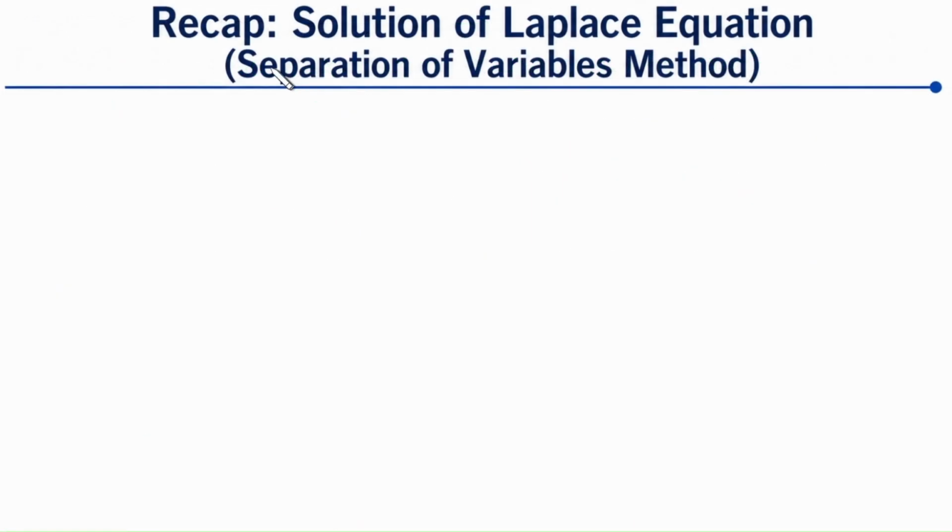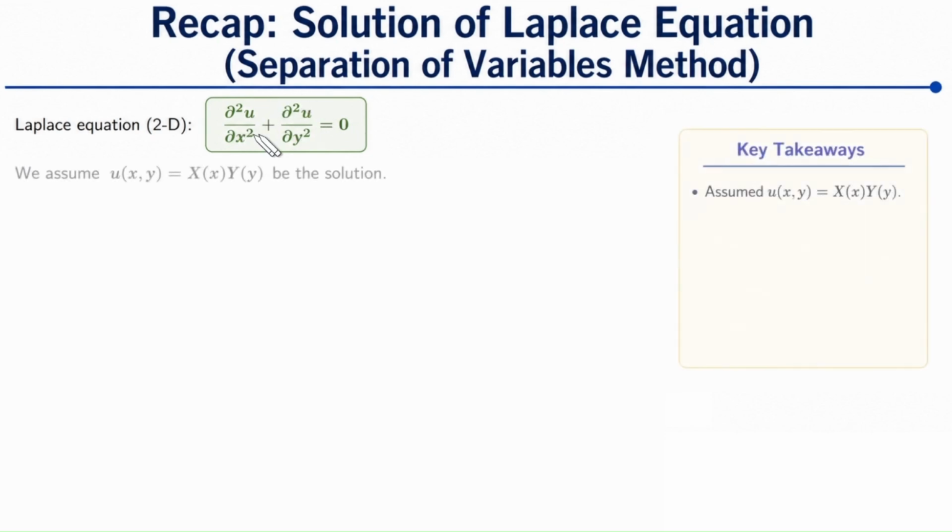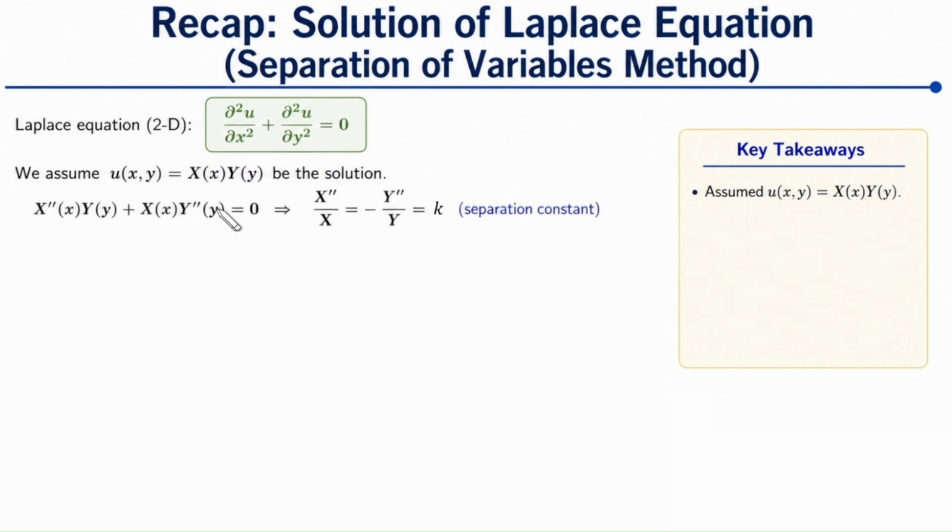Now let's take a quick recap on the solution of the Laplace equation with the separation of variables method. We started with the two-dimensional Laplace equation, where the second order derivative of u with respect to x plus the second order derivative of u with respect to y is equal to 0. Then we assumed that the solution can be written as the product of independent variable functions, one depending upon x and the other upon y. After that, we substituted this solution into the equation and got this form.